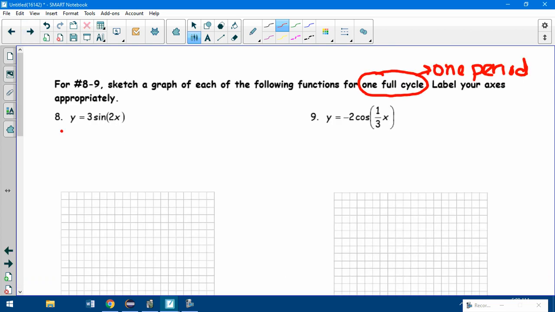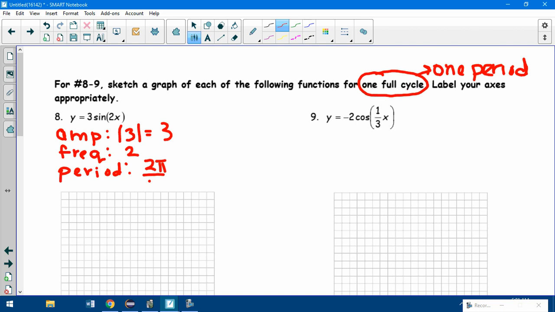So like with number 8, what's the amplitude? Amplitude, remember, is always the absolute value of the number out front, so the amplitude's 3. Frequency we can talk about. What is it? 2. It's the b value, the number in front of the x. But what's going to help us more is period, because we want one cycle, and that's what a period means. So how do you find period? Right, remember 2 pi over b, and since b is 2, 2 pi over 2 is just pi.